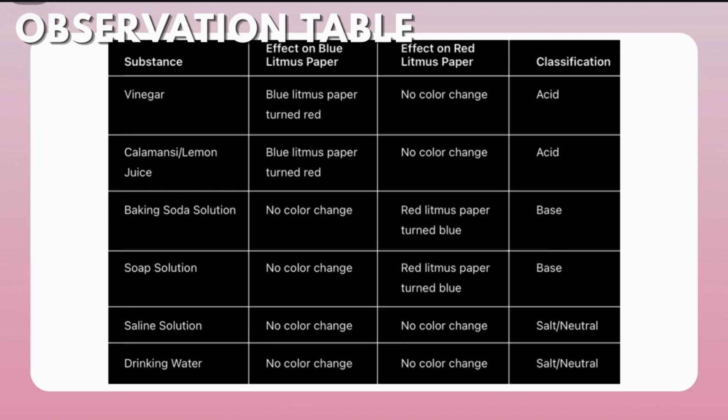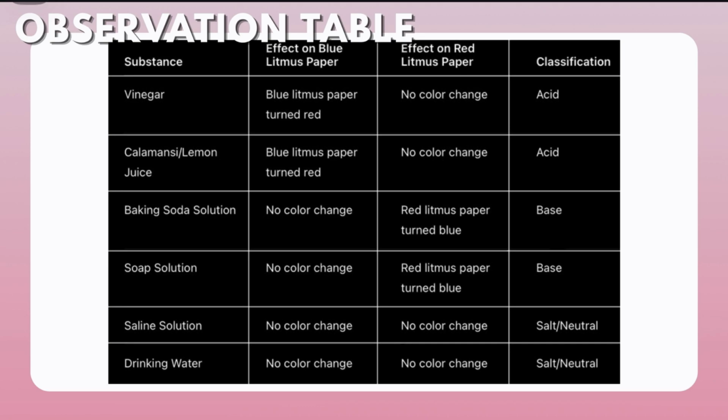Let us look into our observation table. The substances vinegar and calamansi or lemon juice had an effect on the blue litmus paper, where the blue litmus paper turned red, while on the red litmus paper it had no color change, meaning its classification would be acid.